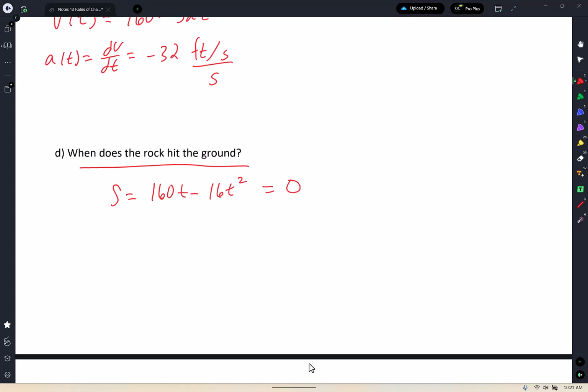Look, I have a t on both sides. I can factor out a 16. There's my 16t factored out, and I'm going to get 10 minus t. So what makes this true? Well, it's true if t equals 0. That's right when the blast happens. What's the other one? When t equals 10.